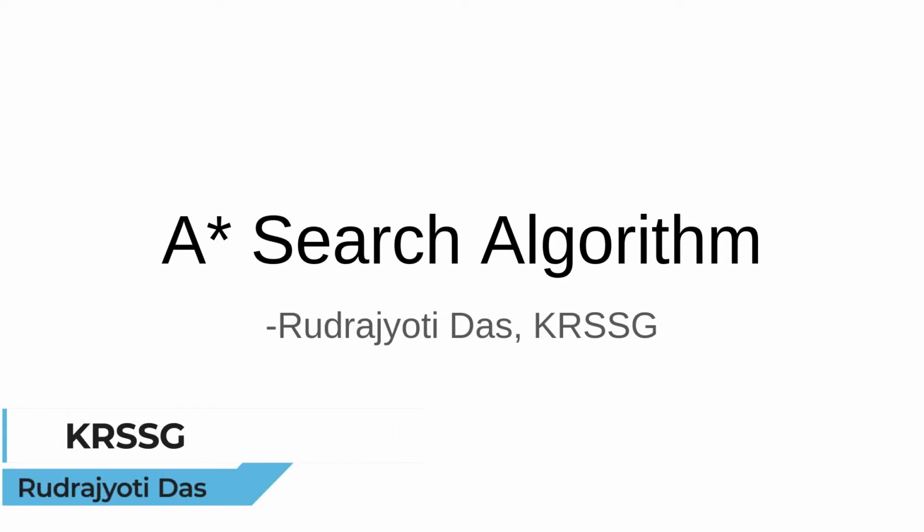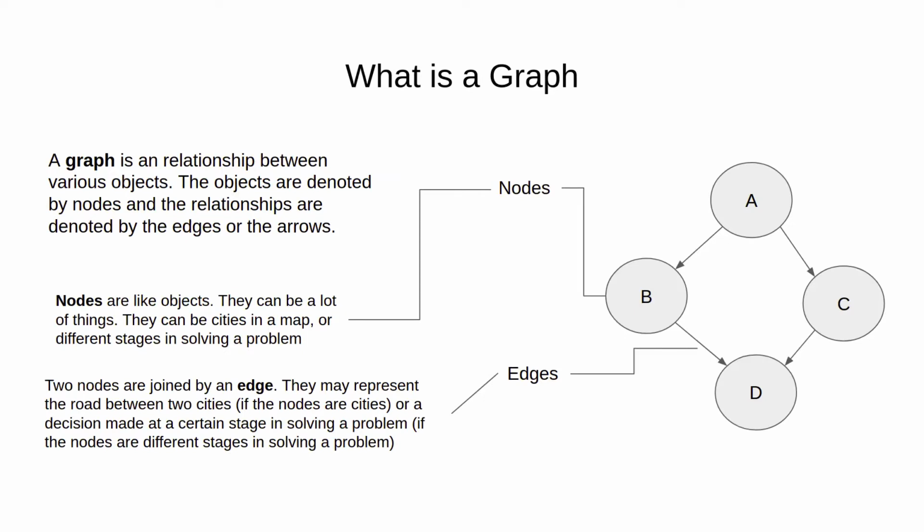A-star search is a very popular graph search algorithm used for path planning. In this video, we will cover this algorithm assuming no prior knowledge. Now, what is a graph?